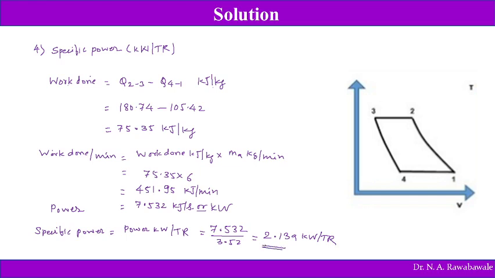So these are the answers which we obtained by solving the second problem. In the second problem, the laws of compression and expansion follow a polytropic process, PV raised to 1.35 is equal to constant. This is how we obtain the solution.